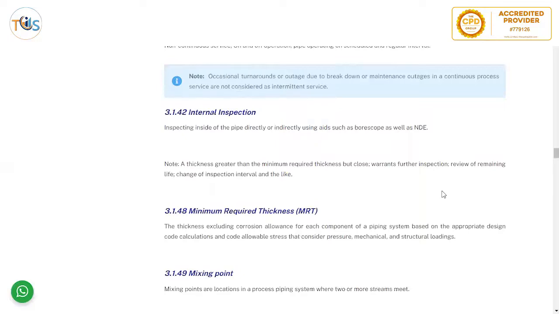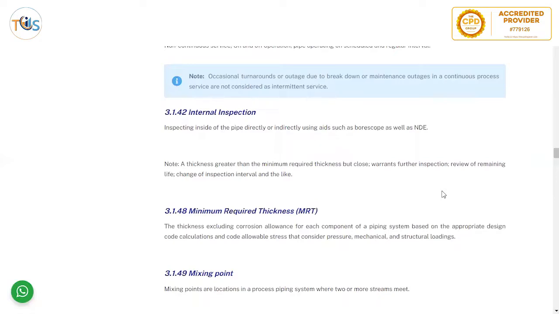Intermittent service: non-continuous service, on and off operation, pipe operating on scheduled and regular interval. Occasional turnarounds or outage due to breakdown or maintenance outage in a continuous process service are not considered as intermittent service. Internal inspection: inspecting inside of the pipe directly or indirectly using aids such as borescope, as well as NDE.